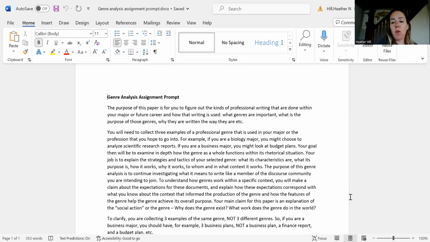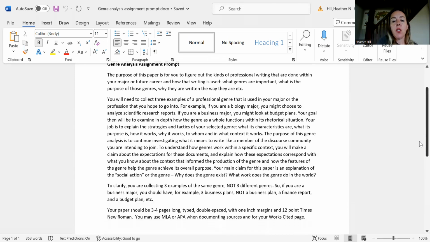To understand how genres work within a specific context, you will make a claim about the expectations of these documents and explain how those expectations correspond with what you know about the context that informed the production of the genre, and how the features of the genre help the genre achieve its overall purpose. Your main claim for the paper is an explanation of the social action of the genre. Why does the genre exist? What work does this genre do in the world?